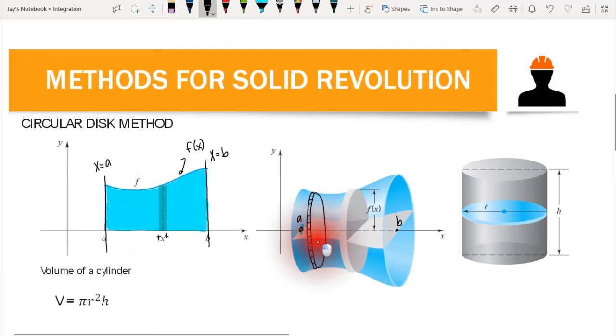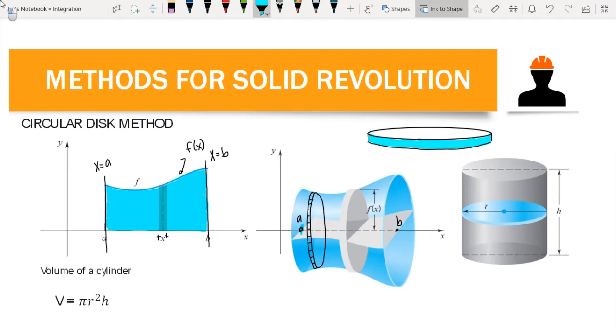Now, take note, our disk is just a cylinder being compressed. So it is just a cylinder having a very small thickness or very small height, just like this one, in which this is the height. This one is the height, correct? And we know that the volume of a cylinder is pi r squared h from our geometry. So we have the volume equal to pi r squared h, where h here is the height, and r here is the radius from the center of our disk to the outside surface.